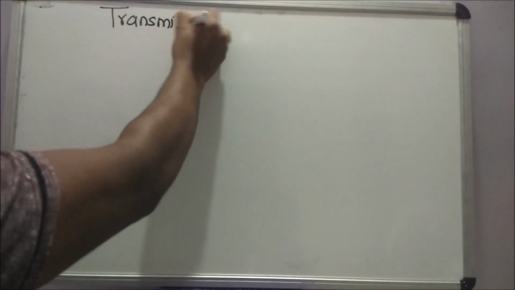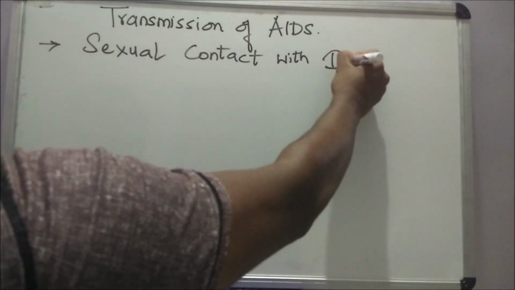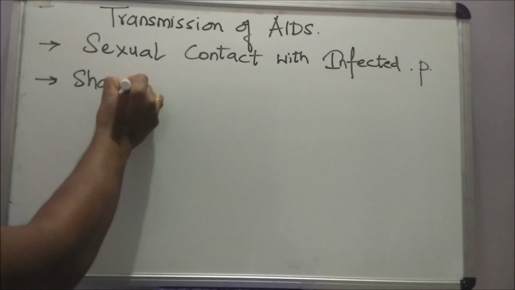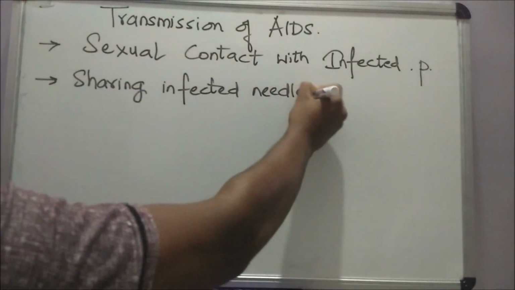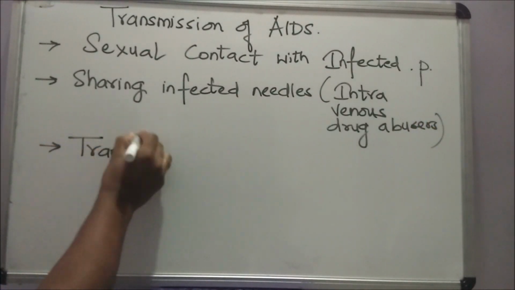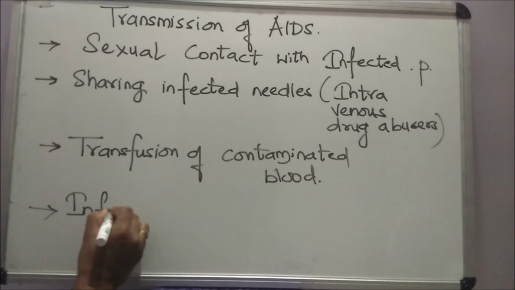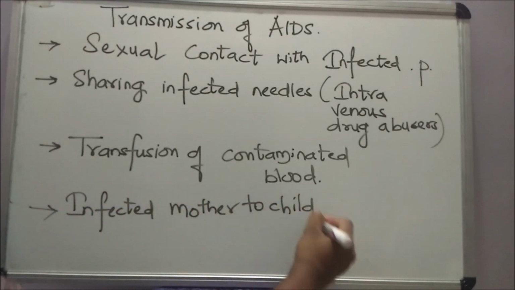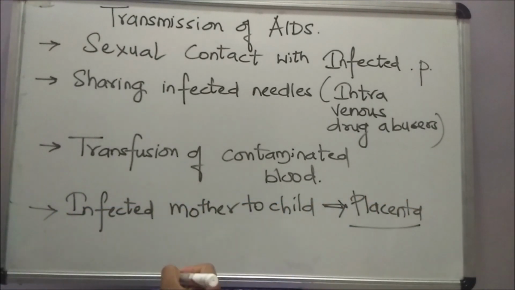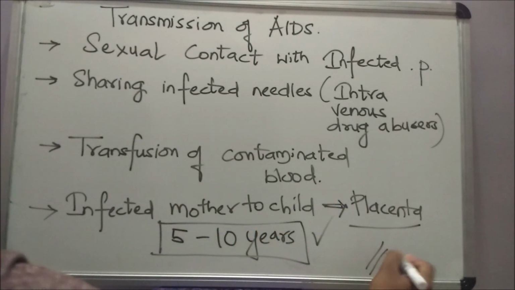Now, let's learn about the transmission of HIV, how it occurs. First one, through sexual contact with the infected person. Second, sharing infected needles in case of intravenous drug abusers. Third one, transfusion of contaminated blood. The fourth one is from the infected mother to the child through the placenta. The time lag between the infection and the appearance of the symptoms could be from 5 to 10 years.